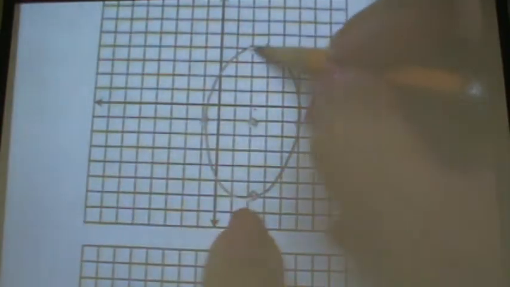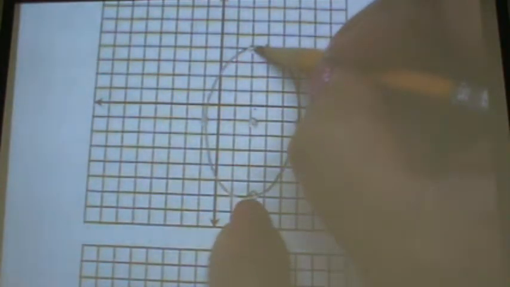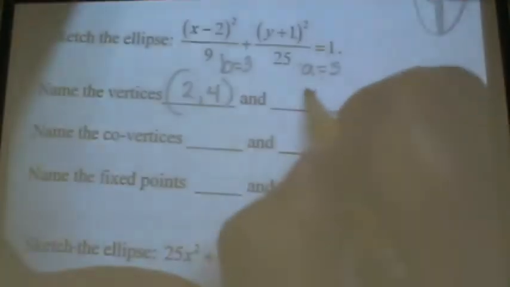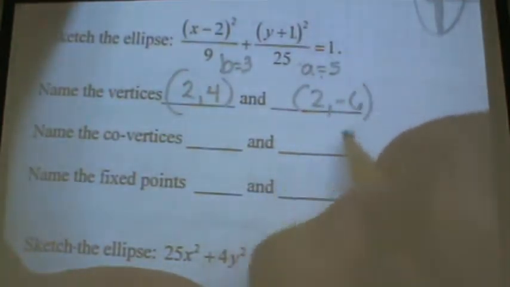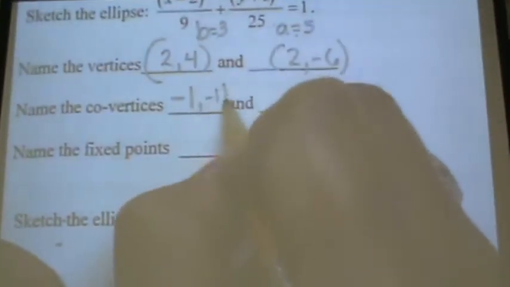So these two are vertices. What's this vertex? This is (2, 4). And going down, 1, 2, 3, 4, 5, 6, it's (2, -6). Your co-vertices are these two points right here. So (-1, -1), and 1, 2, 3, 4, 5, (5, -1).